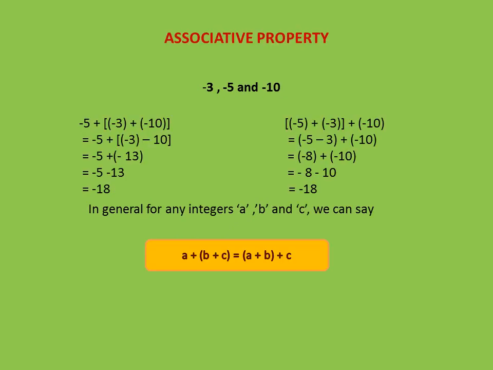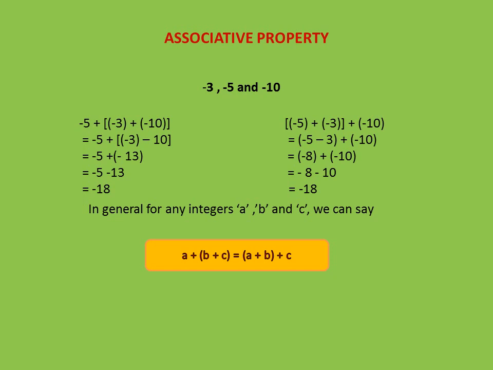There is one more property which is called the associative property. This applies when we add more than two integers. Let's have an example. Like minus 3, minus 5 and minus 10 are added together. Will it make a difference when the arrangement changes? Let's see. When minus 5 is added with the sum of minus 3 and minus 10, we get minus 18. But when minus 10 is added with the sum of minus 5 and minus 3, we get again minus 18. That means, irrespective of arrangement, the sum will remain the same.